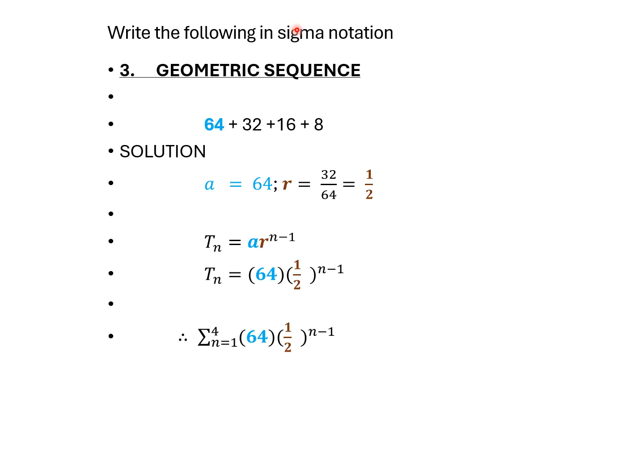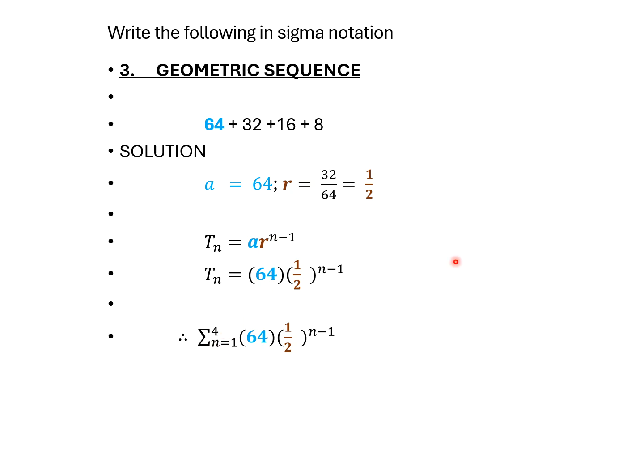Write the following in sigma notation. Now we have a geometric sequence, which is given as 64 plus 32 plus 16 plus 8. A being 64. R, term 2 divided by term 1, so 32 divided by 64, which gives me 1 over 2. So remember Tn equals ar to the n minus 1. So A being 64, the half to the n minus 1. So there's my formula. Right, I'm starting at term 1, n equals 1, and I have 1, 2, 3, 4 terms, right? So 4 terms, so therefore it ends at 4, n equals 1 up to 4 terms.